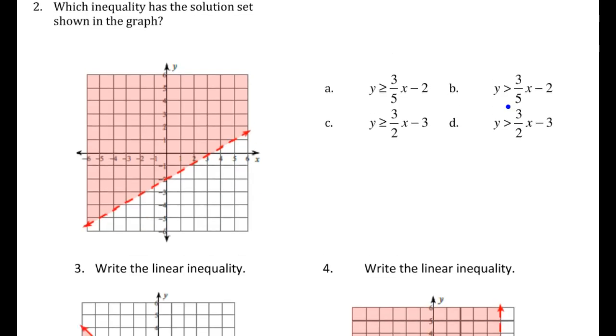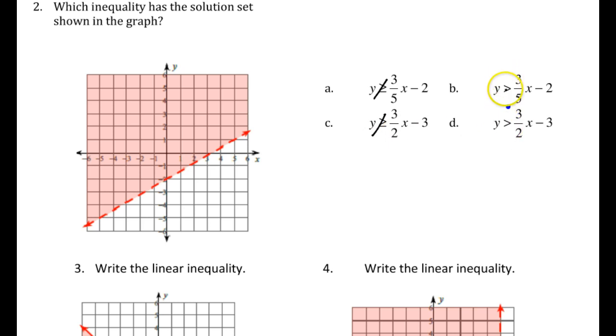Number 2. So let's do this by just the inequality. What can we eliminate just based upon the inequality here? Well, this is a dashed line, so it's B. Those others, C and A, are both solid lines, so it can't be those.